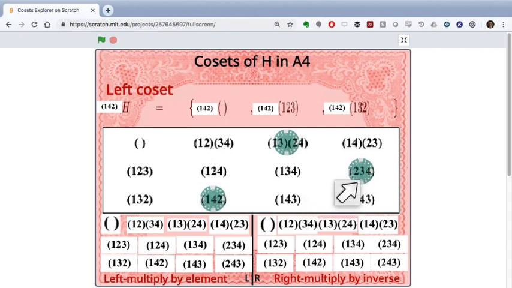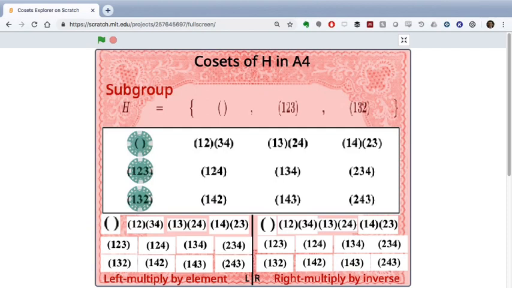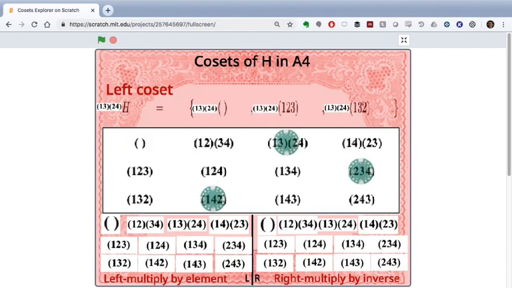So (1,4,2) times H gives me the same left coset as (2,3,4) times H. What other left coset do you think is going to give me the same three elements? How about (1,3,2,4)? Yeah, it does, right? So any three elements in this example that belong to the same coset, any one of those three elements is capable of representing that whole coset.